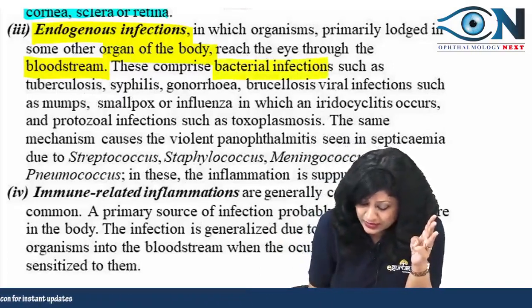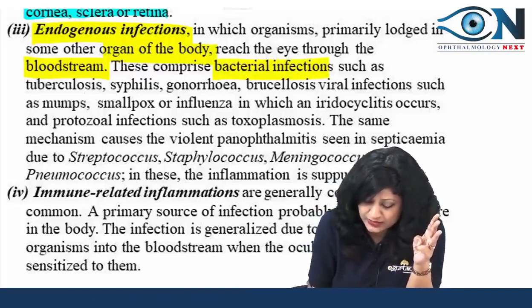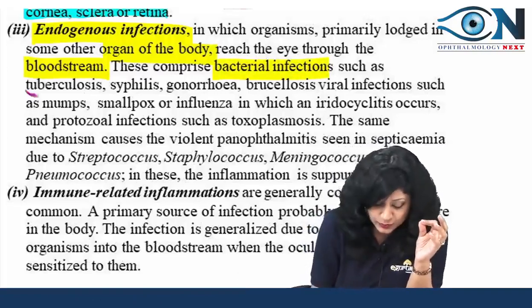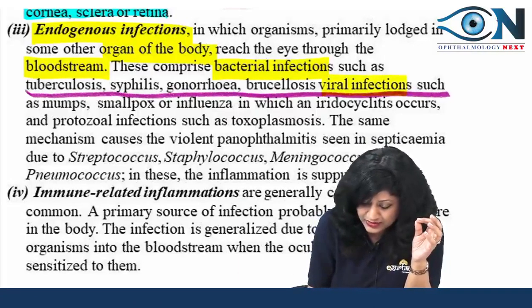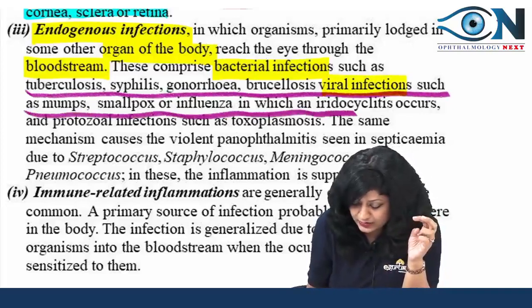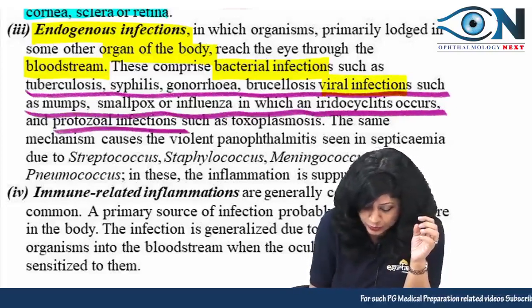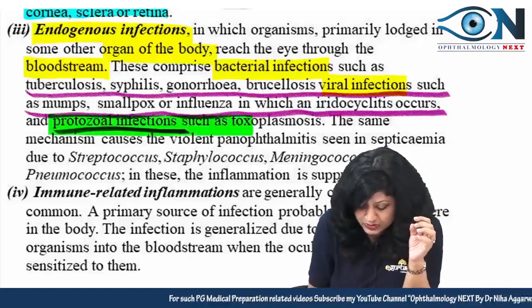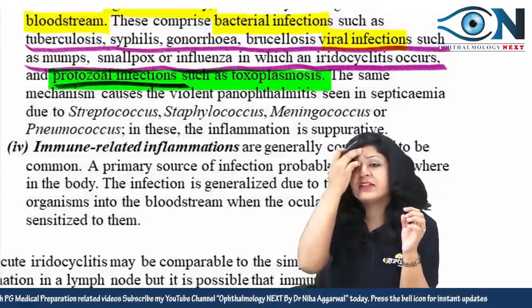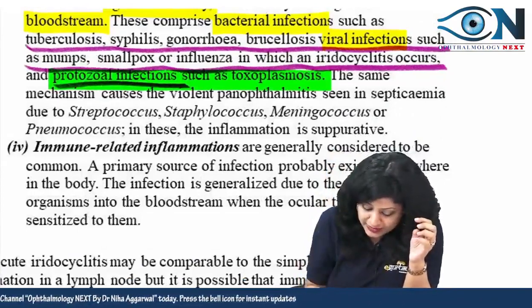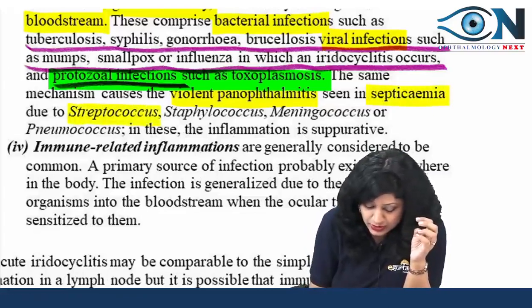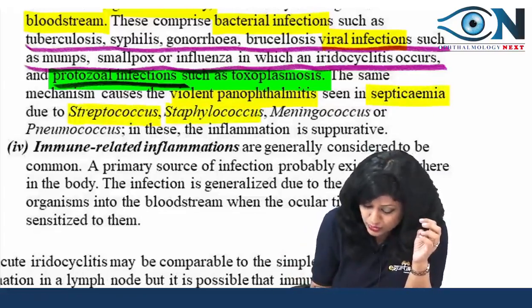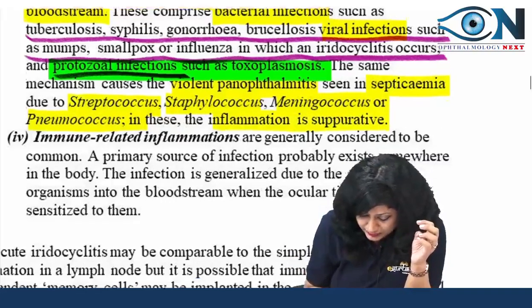These comprise the bacterial infections. There are a lot of bacterial infections which are known to cause uveitis. We have tuberculosis, syphilis, gonorrhea, brucellosis. Then we also have the viral infections, where mumps, smallpox, influenza cause iridocyclitis. We can also have protozoal infections, in which we can have toxoplasmosis. The same mechanism will also cause the violent panophthalmitis seen in septicemia. It could be due to streptococcus, staphylococcus, meningococcus, pneumococcus, and the inflammation is the suppurative one.